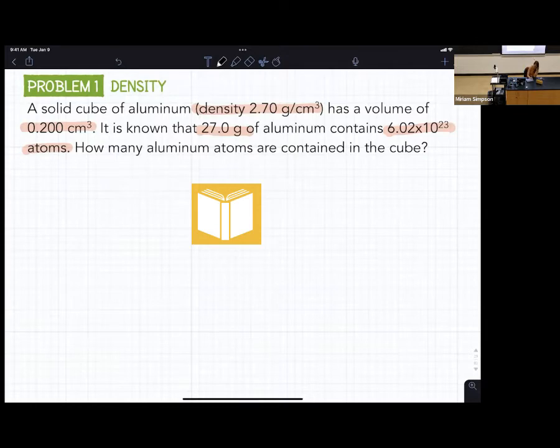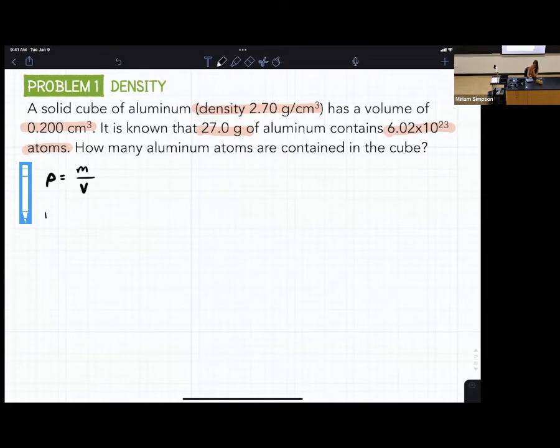Density, right? So we know that rho is equal to mass over volume. But we're given density and volume, so we probably want to rewrite this in terms of what we're solving for. We want to know the mass. So we do some algebra, and now we have mass is equal to rho times V. We can plug this in.